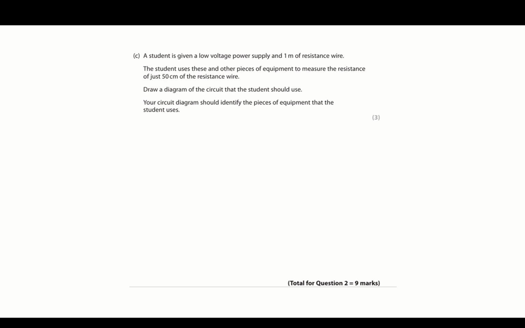The student is given a low voltage power supply and 1 meter of resistance wire. The student uses these and other pieces of equipment, so we're going to have to add that, to measure the resistance of just 50 centimeters. Draw a diagram of the circuit that the student should use. Your circuit diagram should identify the piece of equipment that the student uses.